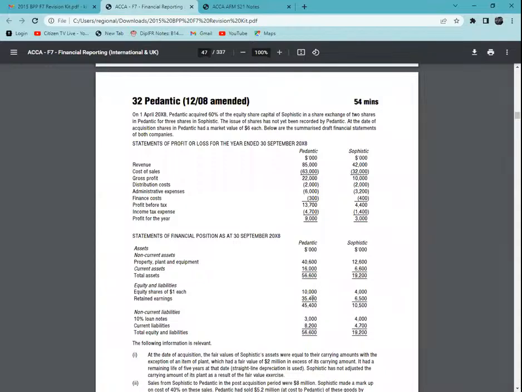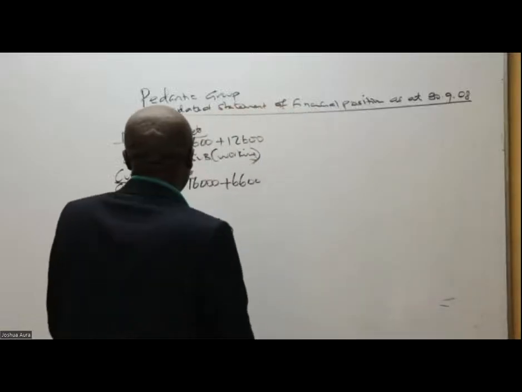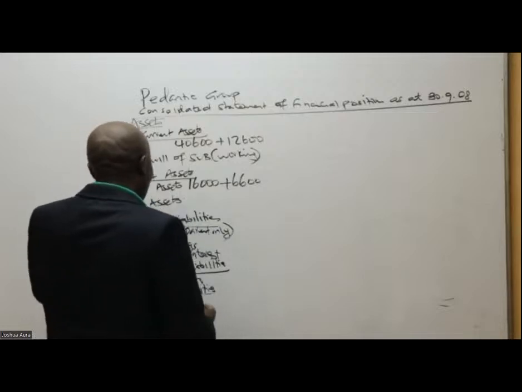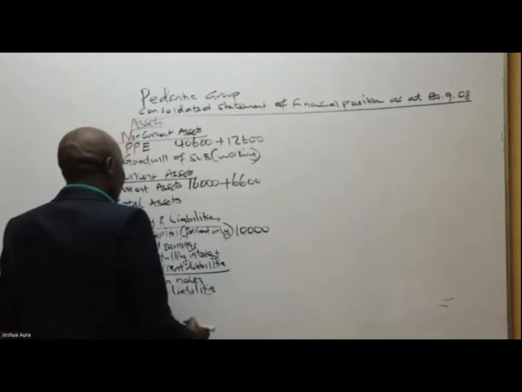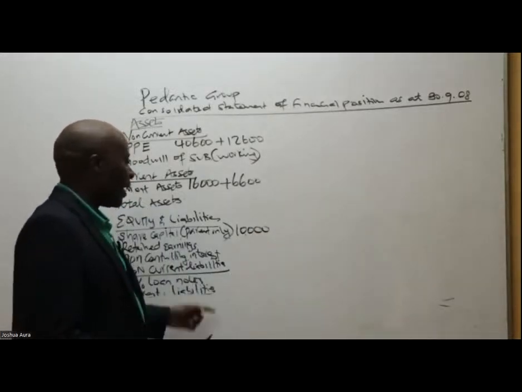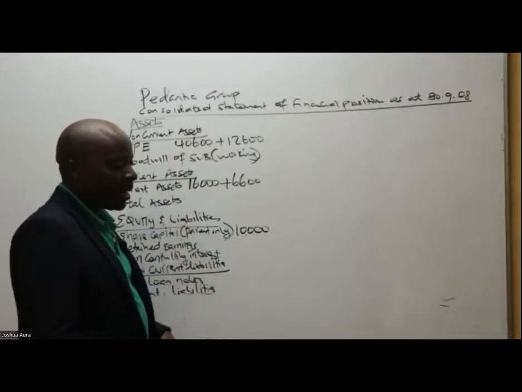So parent only share capital. There is a figure of 10,000 of the parent and then we have 4,000 for the subsidiary. For share capital we always pick the one of the parent only. So we have 10,000 like that. Retained earnings, the same case. You pick the one of the parent only.